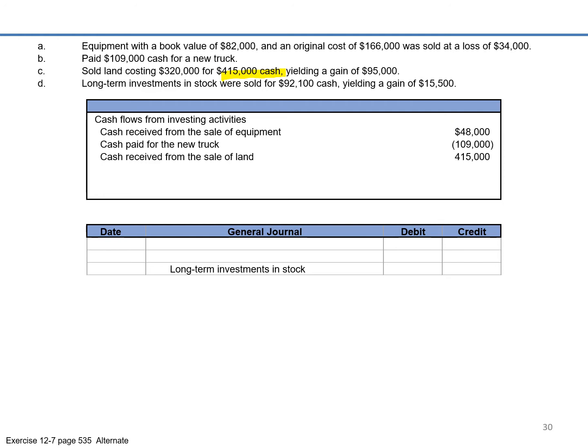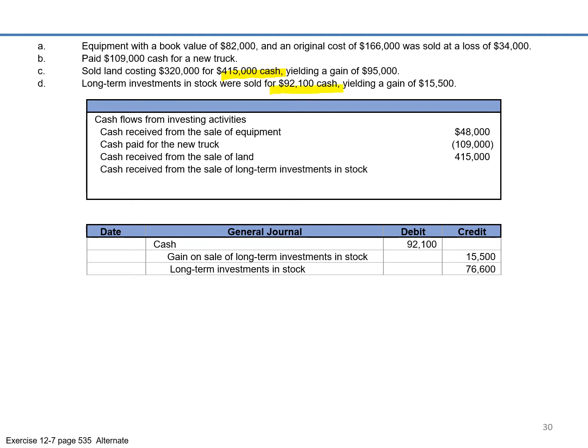Then your long-term investments in stock were sold for $92,100 cash, yielding a gain of $15,500. So you could do the transaction, but they tell you what the cash is too, right? So they tell you that you got $92,100 cash. So that's an increase, $92,100. So really the only one you had to reconstruct to get the cash piece was letter A. So you have net cash provided by investing activities of $446,100.